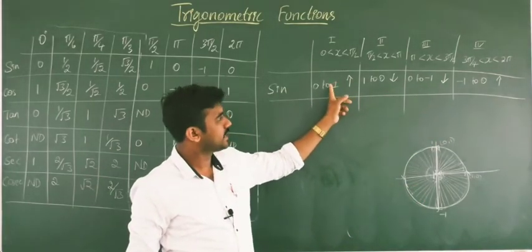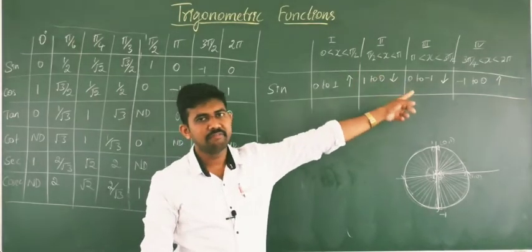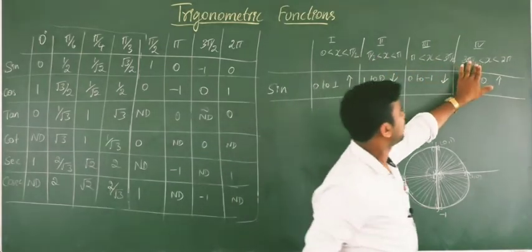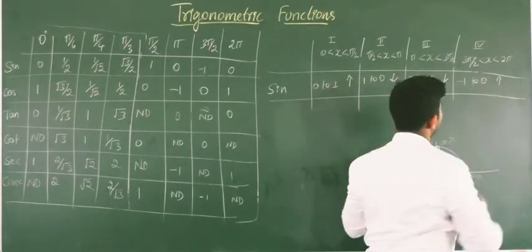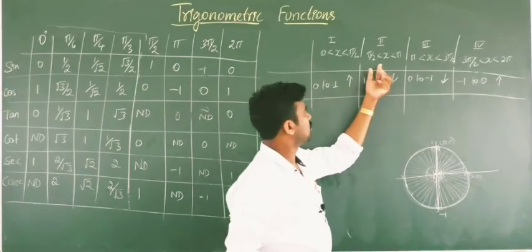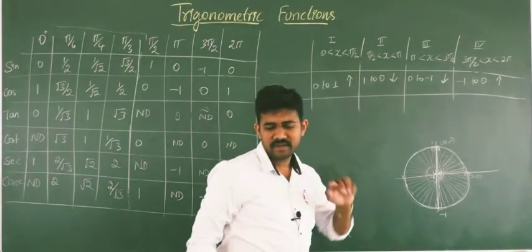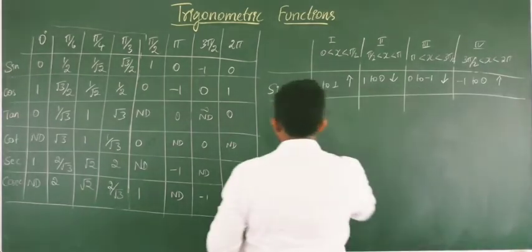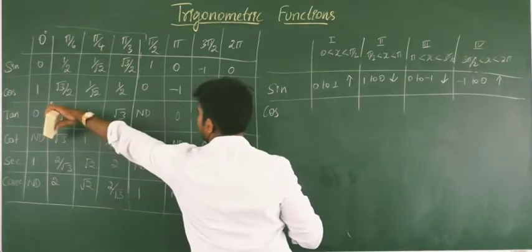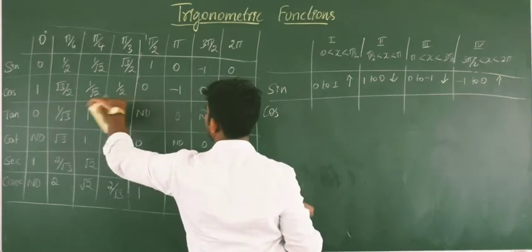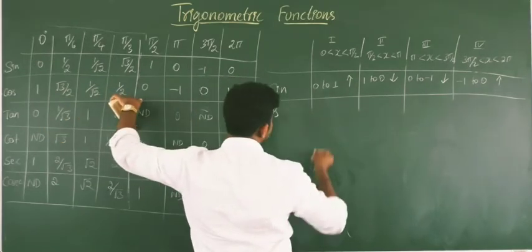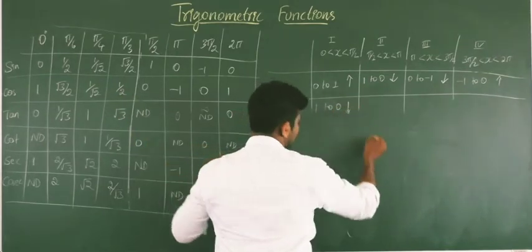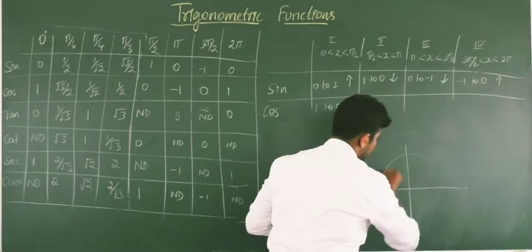The sine graph is increasing in the first and fourth quadrants, between 0 to pi by 2 and 3 pi by 2 to 2 pi, and decreasing in the second and third quadrants. Now the second function, cos. Here you can observe from 0 to pi by 2, the value of cos goes from 1 to 0, which means it is decreased.